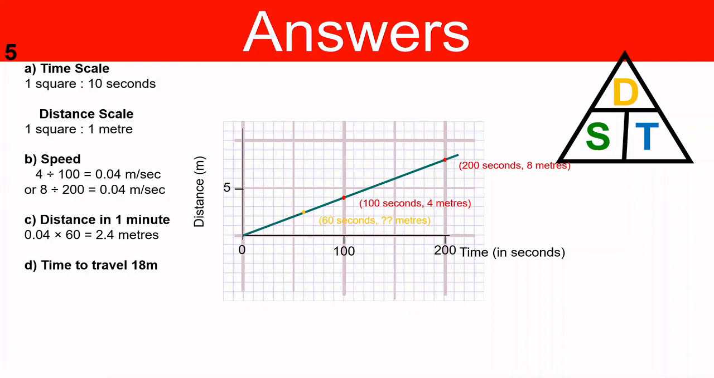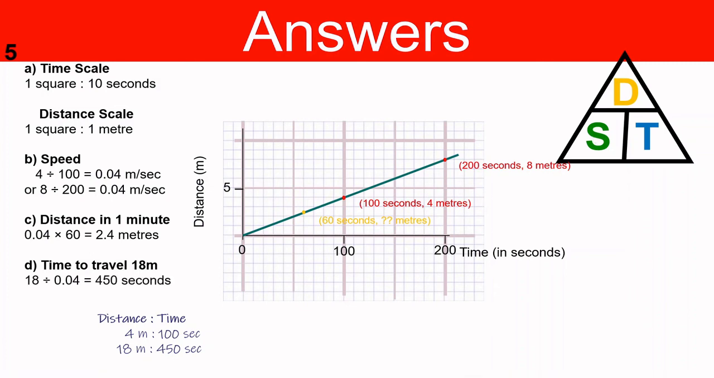The time it takes to travel 18 meters, again, is off my graph. So let's calculate it. I know that I can travel 4 meters in 100 seconds. 18 is simply 4 times 4.5. So multiplying that by 4.5, 100 seconds times 4.5 is 450 seconds. Alternately, using my speed, distance, time calculation, I know that the speed is 0.04 and my distance is 18 meters. 18 divided by 0.04 is 450 seconds.